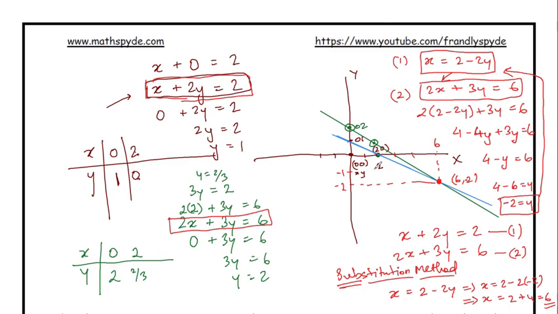So what I ended up getting using the substitution method, there are two methods, elimination and substitution. I will solve these two equations using the elimination method. But as of now, the criteria was to show you that x is equal to 6.